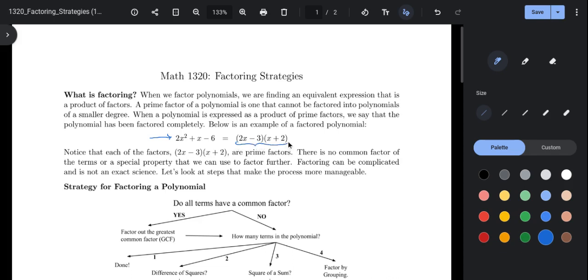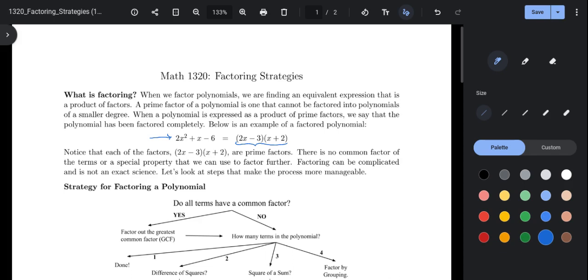Now, when we factor, we want to factor what we call completely. And to do that, we're trying to get prime factors. And what that means is that each of those factors can't be expressed as polynomials of an even smaller degree. And so these two factors that we have here, they're both degree 1. And that means that in each set of parentheses, the highest power of x is 1. And so because of that, there's no common factor of the terms or a special property that we can use to factor either one of these further.